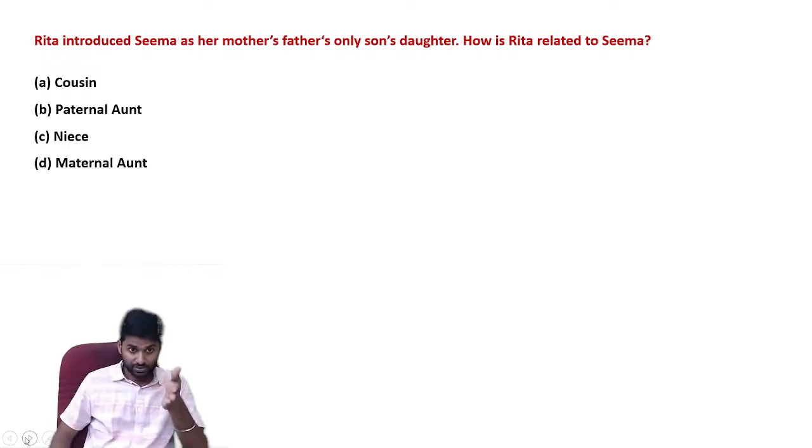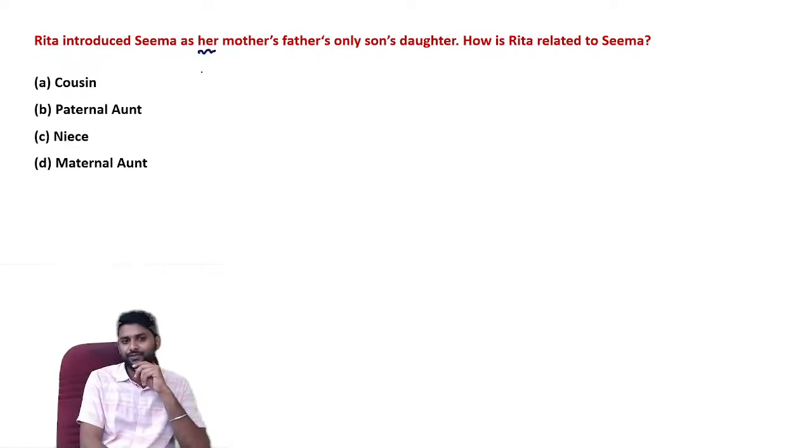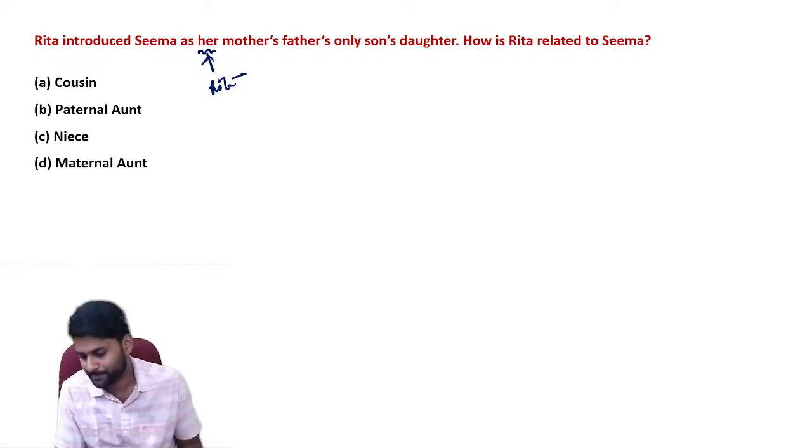So let's see this question from blood relations. Rita introduced Seema as her mother's father's only son's daughter. How is Rita related to Seema? Guys, Rita introduced Seema as her. Who is introduced here? Rita. So they are talking about her, which is all about Rita. Rita's mother's father's only son's daughter is Seema.